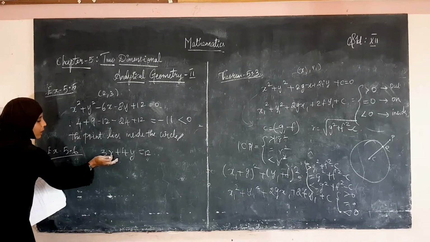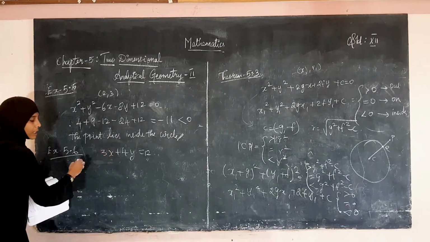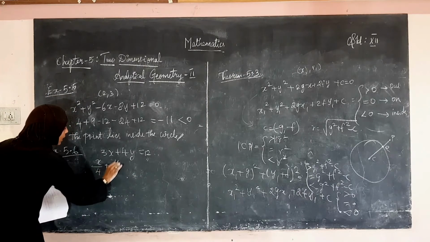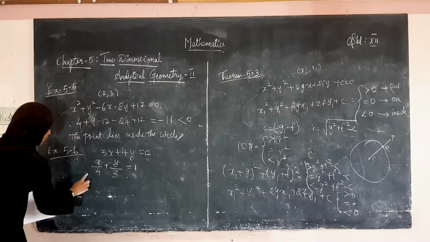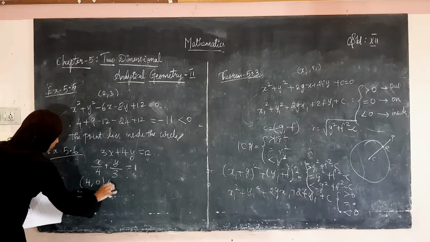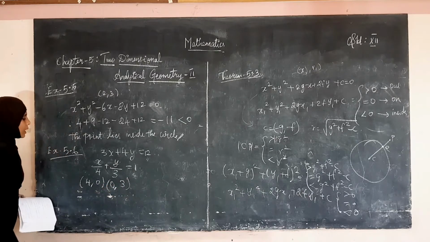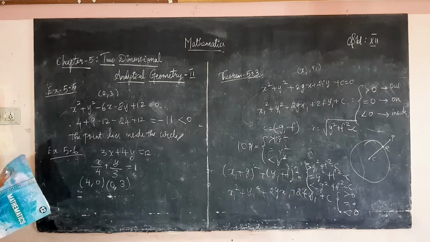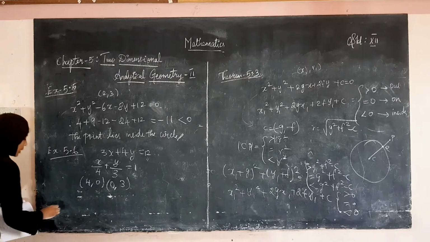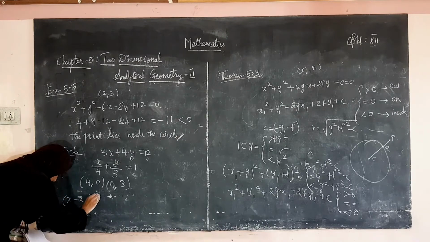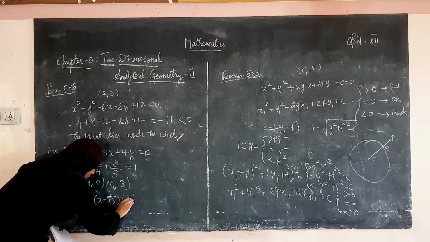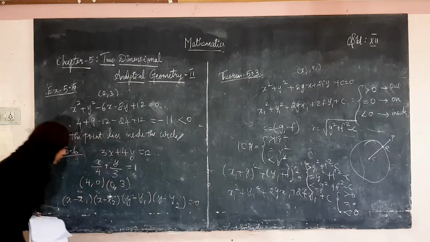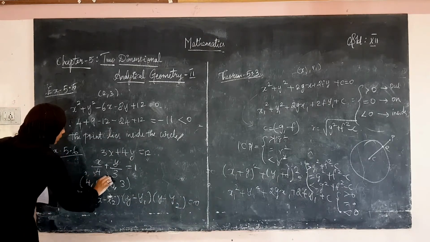For the points of the line, we have to make this line into the intercept form. So dividing throughout by 12, we get x/4 + y/3 = 1. So the point for x is (4, 0) and the point for y is (0, 3). So these are the two endpoints of the diameter. If we find the endpoints of the diameter, what is the formula? The equation is (x − x1)(x − x2) + (y − y1)(y − y2) = 0, where the endpoints are (x1, y1) and (x2, y2).